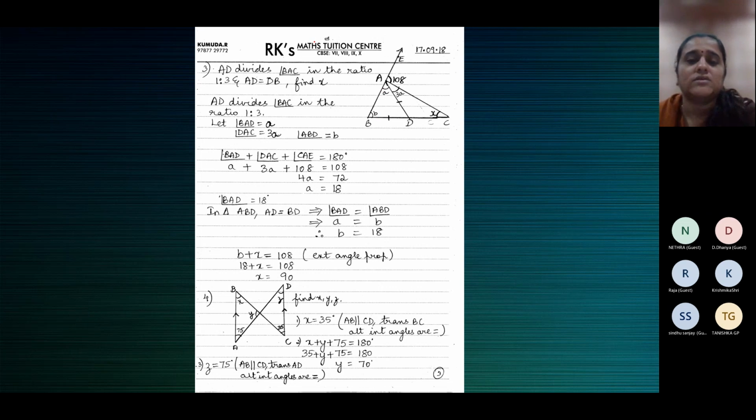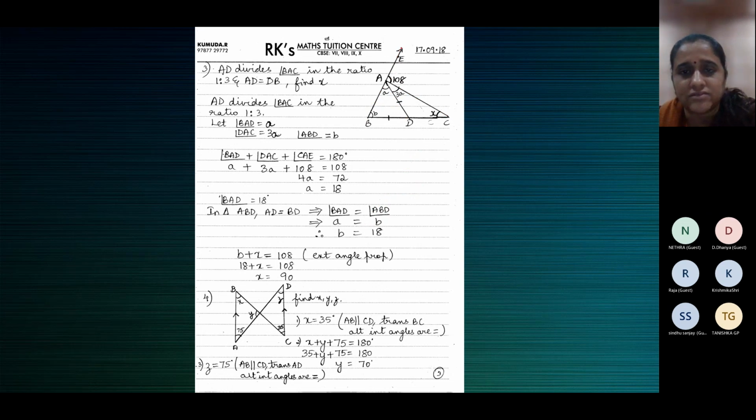All right, children. Now 108 is given to you. This angle is given to you. Now you can see a straight line. There are two rays on it, one like this and another like this, and they make three angles here: 108, 3A, A. There is 108 here, there is 3A, then there is A. All these three angles lie on the straight line.